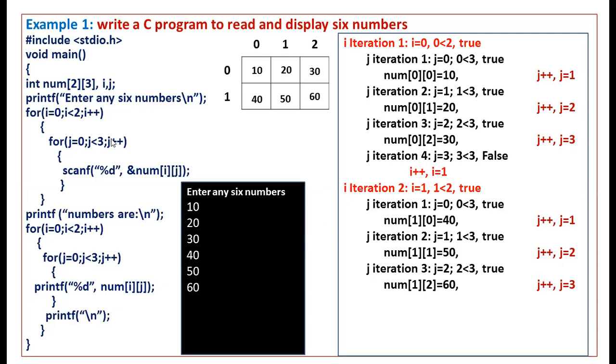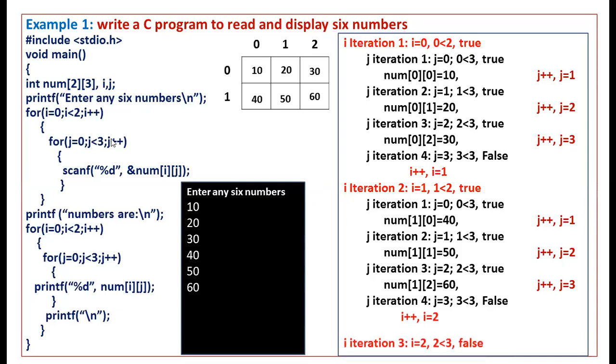J will get incremented by 1. J value is 3. 3 is less than 3. False. The j for loop will exit. Control will move back to the i for loop. In the i for loop, i will increment by 1.